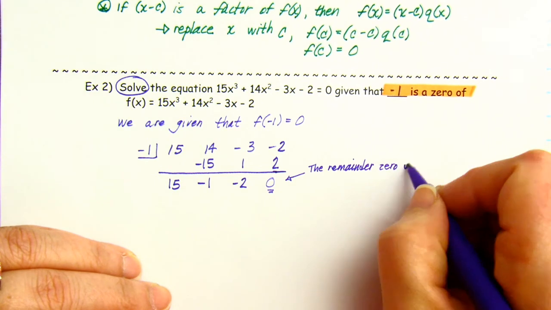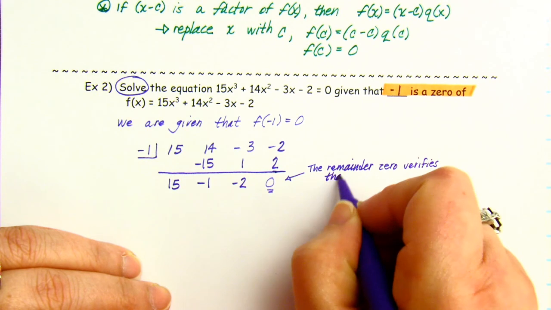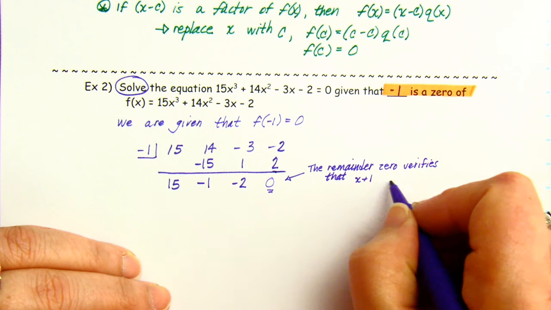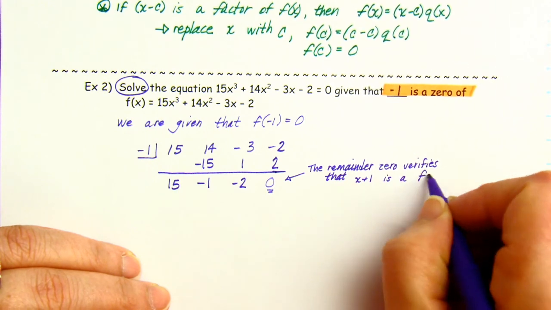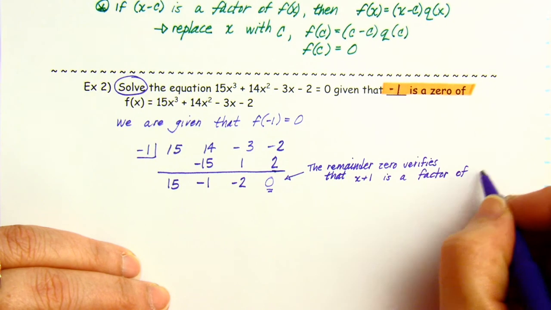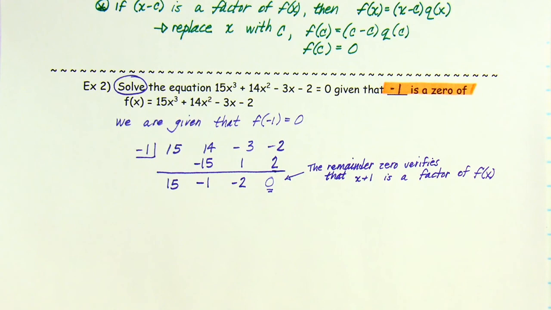Verifies that x plus 1 is a factor of the polynomial function f of x. Okay, -1 was my 0 and -1 was my c value, but when I put it back together to figure out what is a factor of this polynomial function, I've changed the sign.